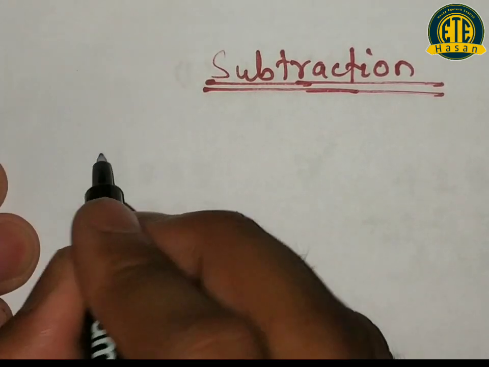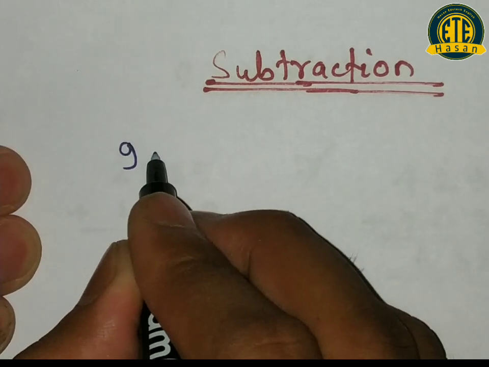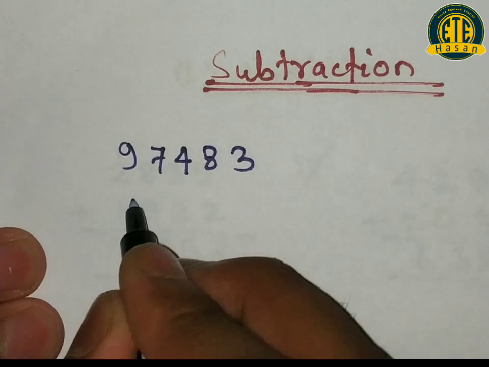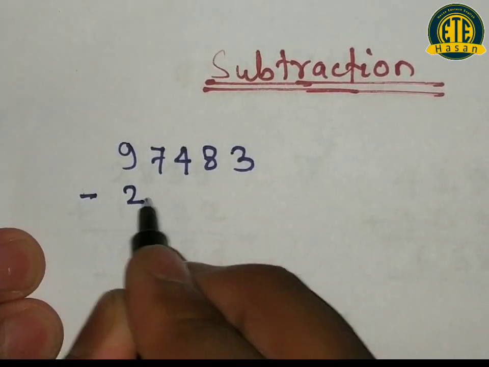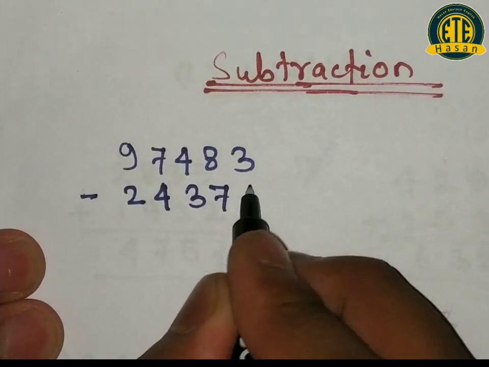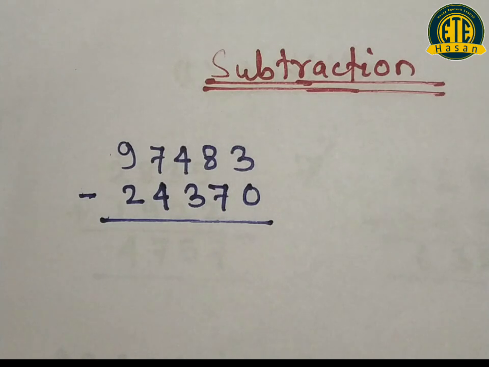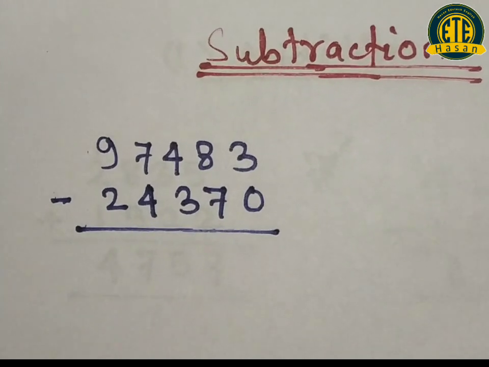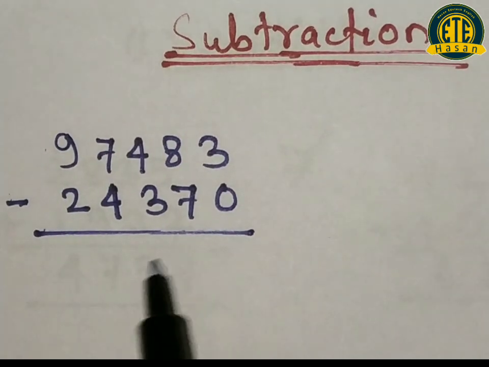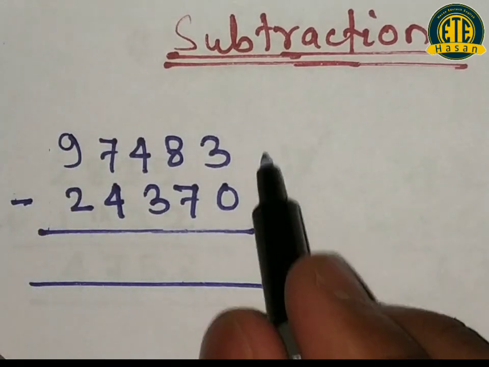Suppose I have an example like 9, 7, 4, 8, 3. We have to subtract 2, 4, 3, 7, 0. How will it subtract? Let's see. Let's subtract from top to bottom.